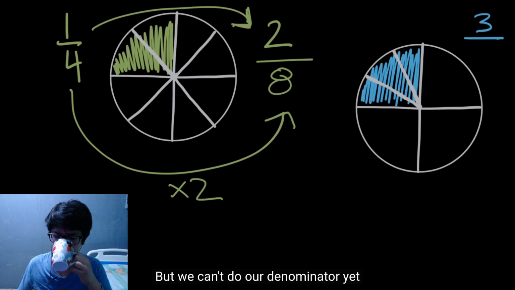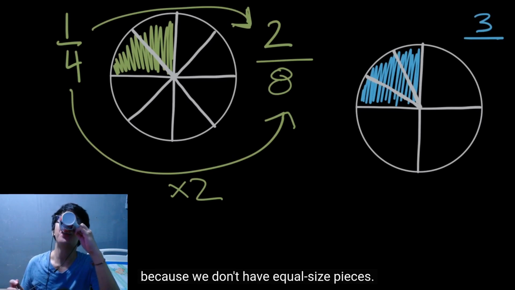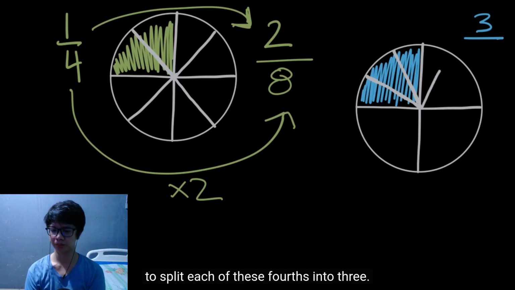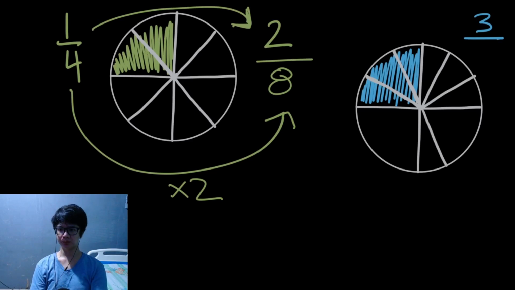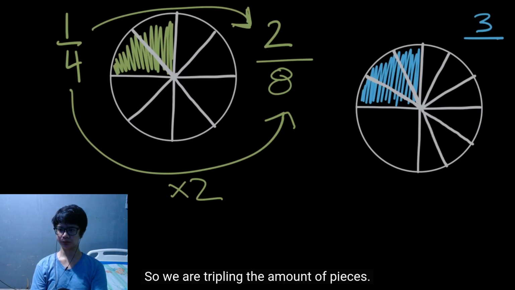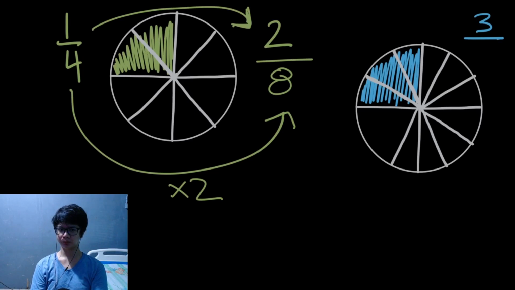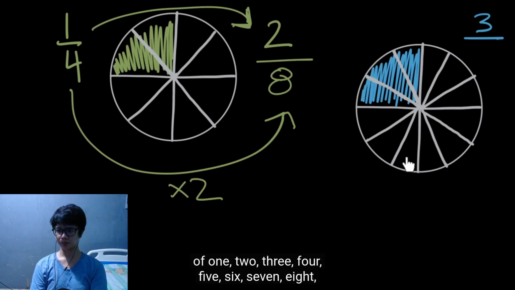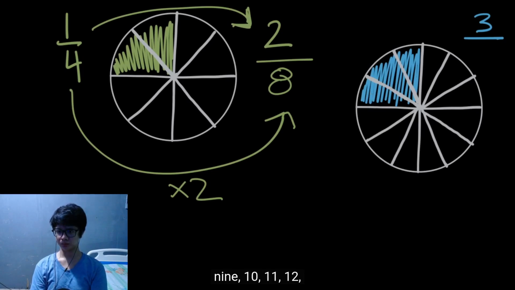But we can't do our denominator yet because we don't have equal size pieces. So to get equal size pieces, we'll need to split each of these fourths into 3. So we are tripling the amount of pieces. So now we have 3 shaded pieces out of a total of 1, 2, 3, 4, 5, 6, 7, 8, 9, 10, 11, 12 pieces, so 3/12.